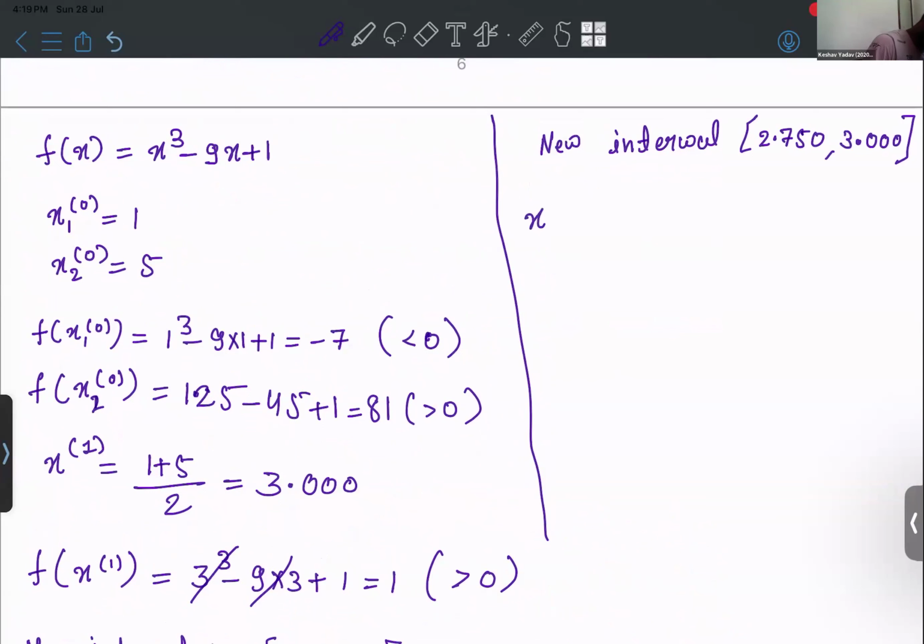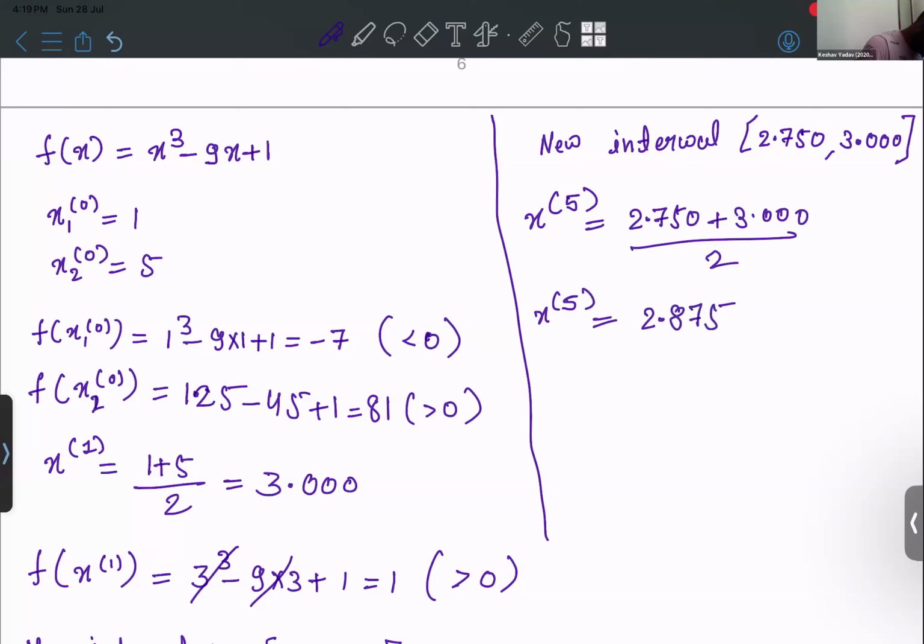So what will be the x at the fifth iteration? This will be equal to 2.750 plus 3.000 divided by 2. From here you will get x at the fifth iteration. That will be equal to 2.750 plus 3 divided by 2, 2.875.